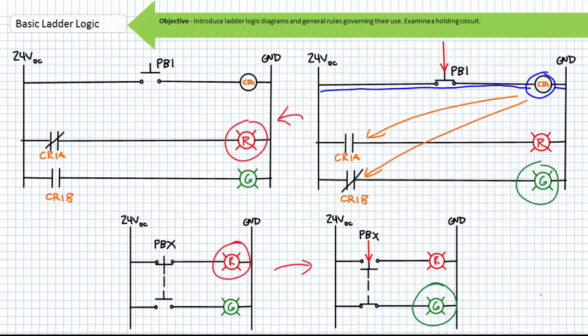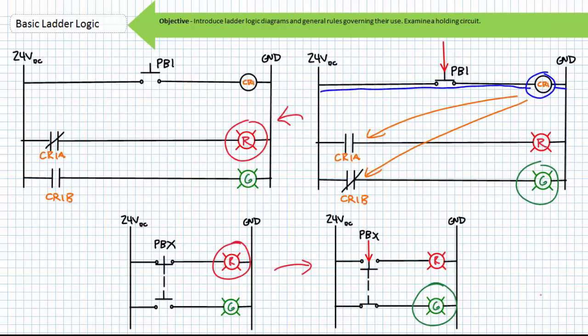The answer is, it isn't. It's just a different style of implementing the same function. In both cases, the natural state for the system was red light on, green light off. When an operator pressed a single button, the red light turned off and the green light came on. When an operator released the button, the system returned to its natural start state.